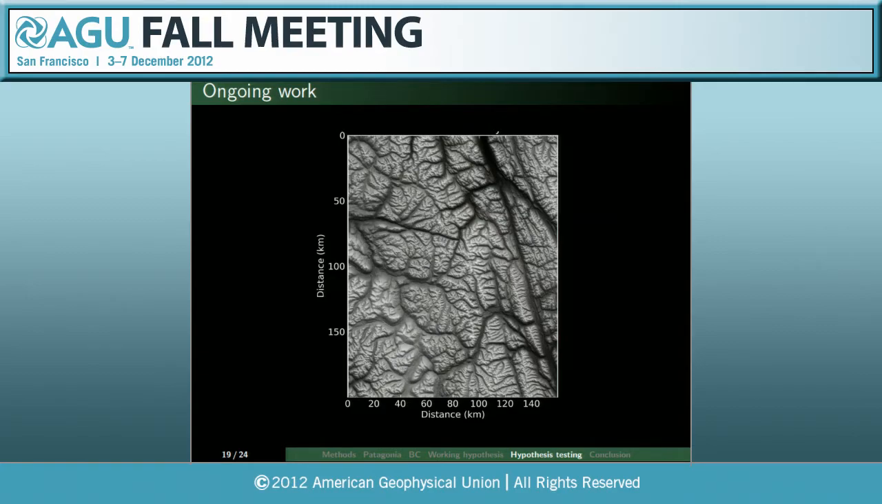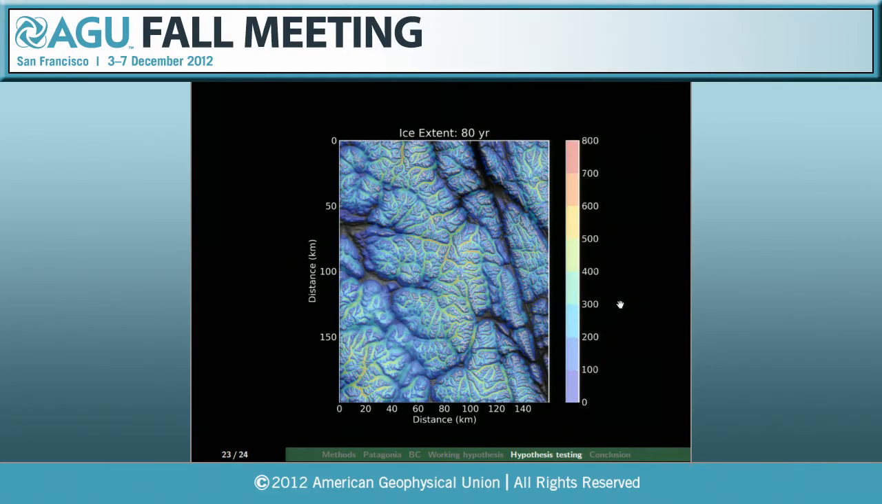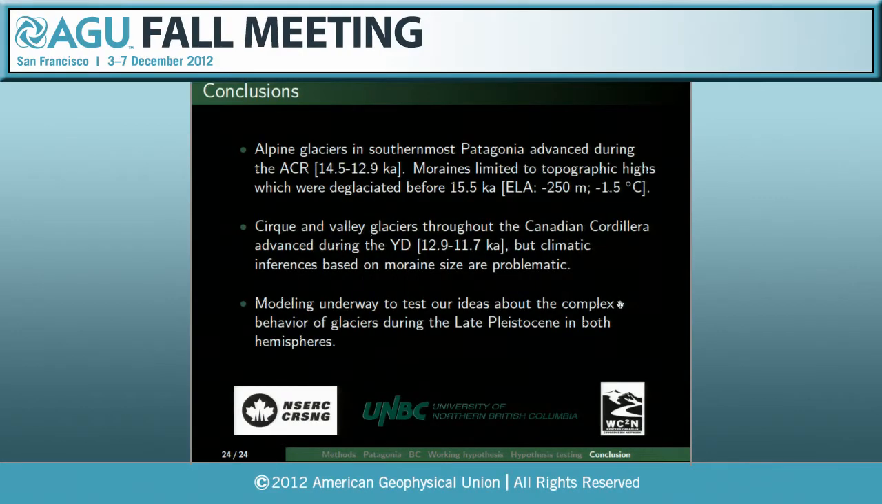We'd like to actually now test it with glaciation models, so drive it with some simple simulations to just see if we can reproduce some of the complex variability of the extent and magnitude of these moraines that we see in the landscape. I'm just going to go through this. We don't really have time, and I'll just leave you with the conclusions.